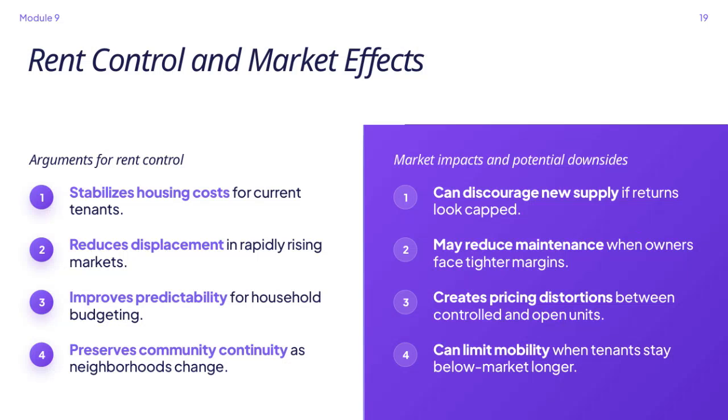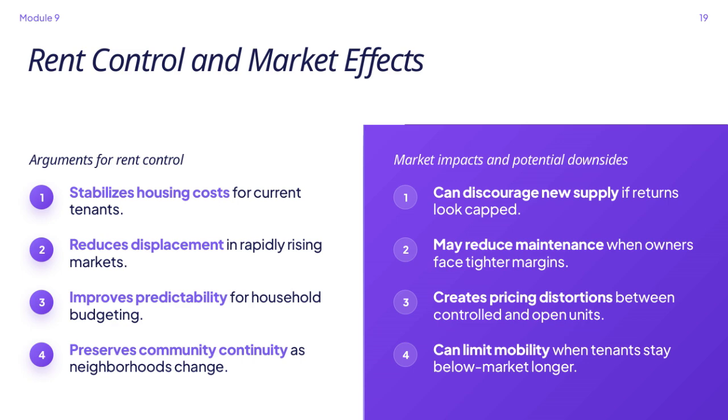Let's take a closer look at the arguments for rent control first. One of the main benefits is that it stabilizes housing costs for current tenants, which can be really important in cities where rents are rising quickly. This stability helps reduce displacement, meaning fewer people are forced to move out of their homes due to skyrocketing prices. Another key point is that rent control improves predictability for household budgeting, making it easier for families to plan their finances without worrying about sudden rent hikes. Additionally, rent control helps preserve community continuity by keeping long-term residents in neighborhoods as they change, which can contribute to a stronger sense of belonging and neighborhood identity.